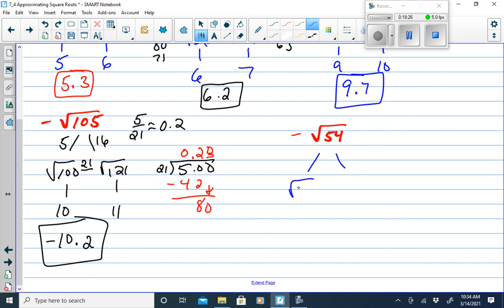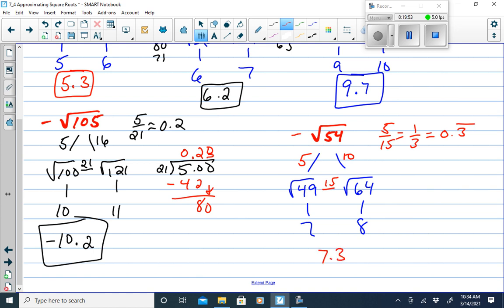54, that's in between what? This perfect square is 49. That's 7 times 7, and then 8 times 8 is 64. That's going to be 7, that's going to be 8. So how many away are we here? That looks like 5. This is 10, so that's 15. Hey, that's a fraction we know. 5 over 15, we know that that is 1/3, which we know is 0.3 repeating. So we're going to have 7.3 for our approximation but we need the opposite of that. Got to be careful when we have the negative or the opposite of the square root.